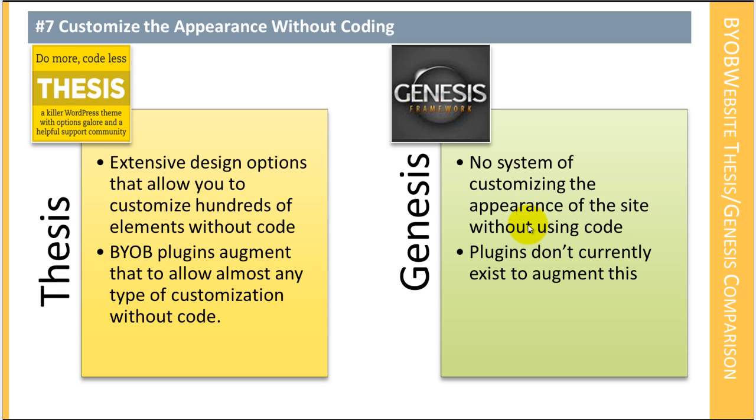However, with Thesis, you're starting essentially with a blank canvas, and you have to begin to make decisions about what you want your site to look like. And I've seen plenty of new people flail forever on that one part, that all those decisions just make it very difficult for them to decide what they want their site to look like. And so having all those options is a two-edged sword. But Thesis does have this entire system. And if you add BYOB website plugins to that, there is an entire system of customizing your appearance of your site without using any code at all. Whereas Genesis does not have that system except for the child theme system.